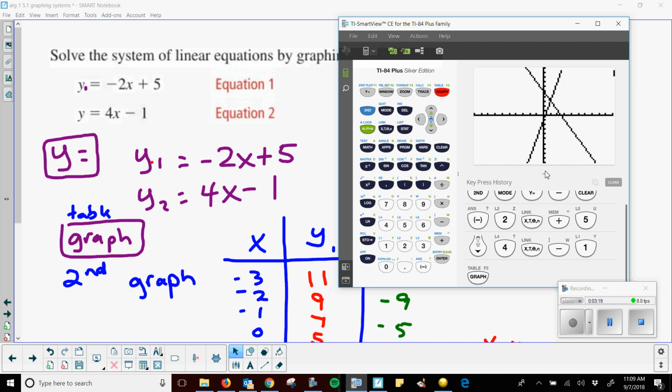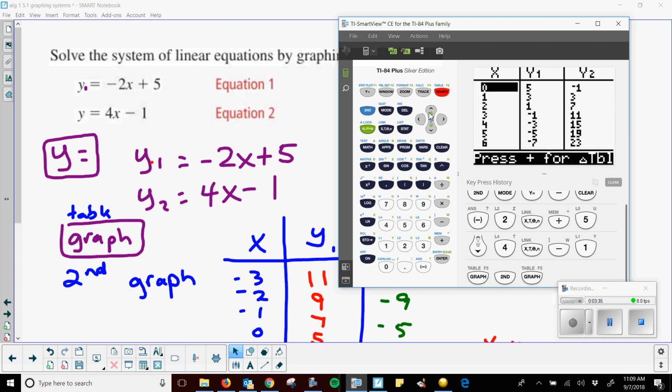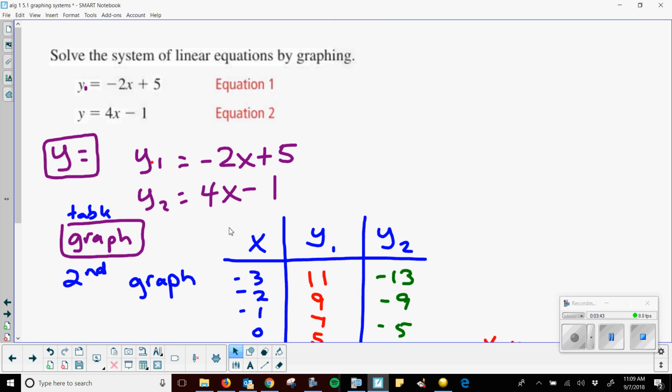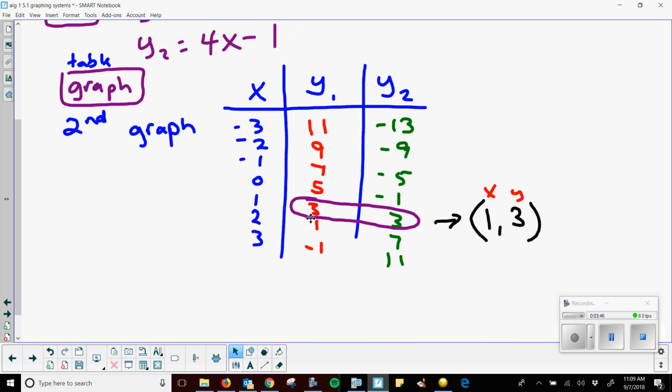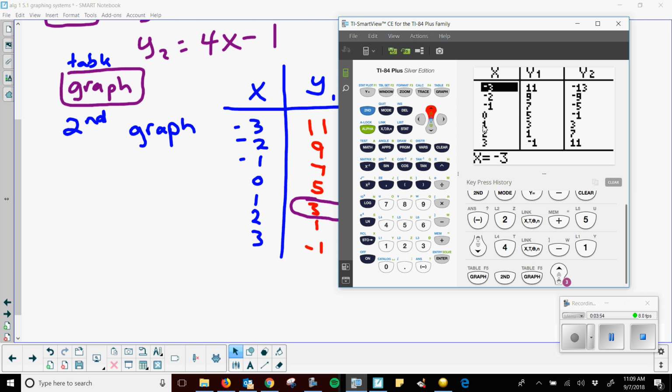Problem is, the graph's not perfect, and we can tell it crosses here-ish, but is that exact? I mean, we don't really know. Luckily, we can find out. The graph button above it says table, so if you hit second and then graph, you come to the table. And I told my kids to show their work. I basically want this right here, from -3 to +3. And once we put our table down, we're looking for where y is the same. If I plug in x, it spits out y the exact same both times. So here on my table, you see it, 1, 3, 3.